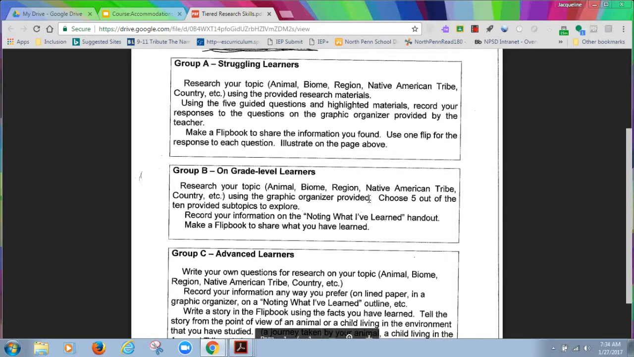And then, varying your assignments for on grade level learners or struggling learners. And there's different ways to structure tiered assignment. You don't have to do it advanced, on grade level, and struggling.